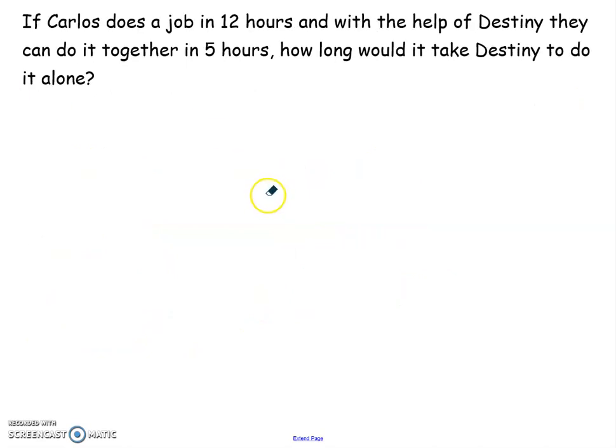Okay, so here we have another working together. So we have Carlos, and he can do a job in 12 hours. So we're going to have Carlos, and he's going to be 1/12. And then Destiny, there she goes again. She's just really into working.